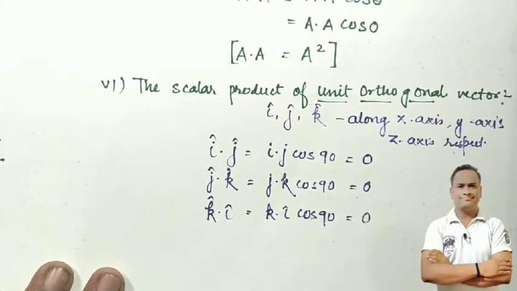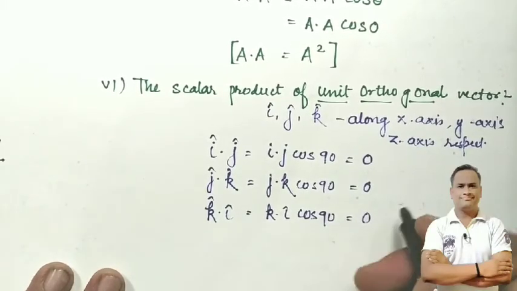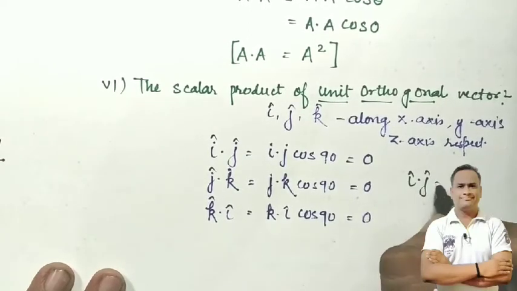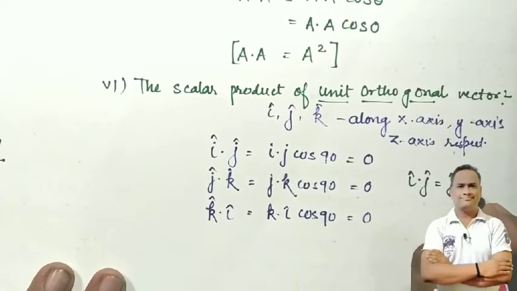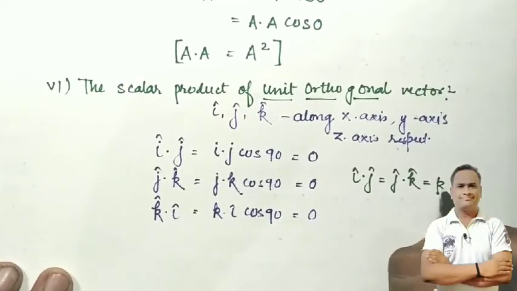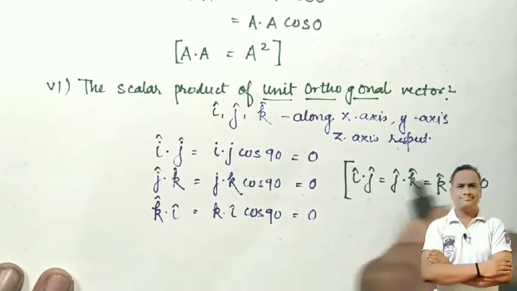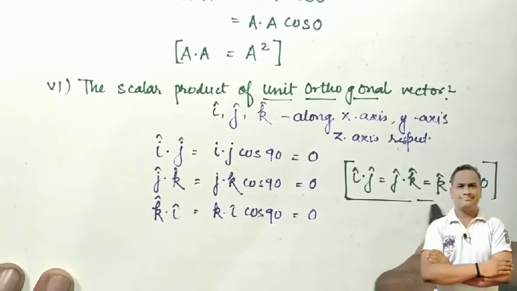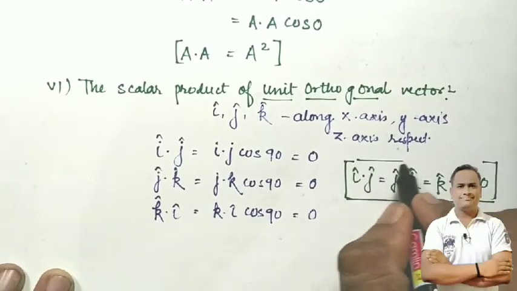It means that what we have concluded from these three expressions is that unit vector i cap dot j cap, j cap dot k cap, and k cap dot i cap are equal to 0. It means that the scalar product of the unit orthogonal vectors is 0.